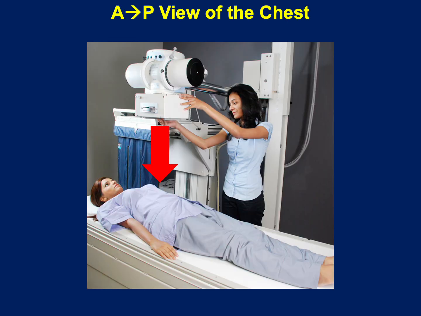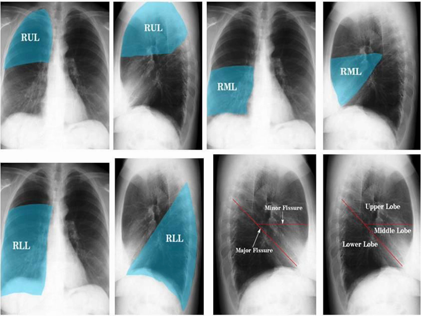Another common view in chest X-rays is an AP view, A meaning anterior and P meaning posterior, where the rays are directed from the anterior portion of the chest, whereas the radiographic film is on the posterior part of the chest. This is a common view that's used in patients who are unable to be transported, for example in the ICU where I work.